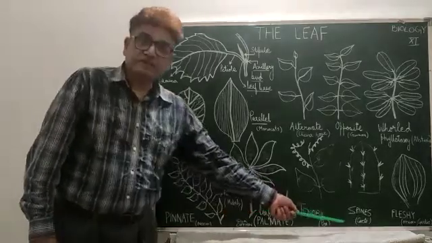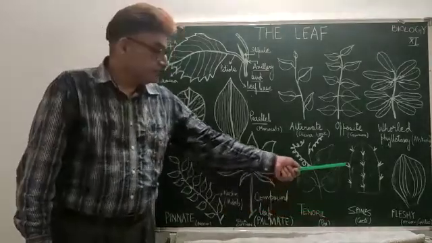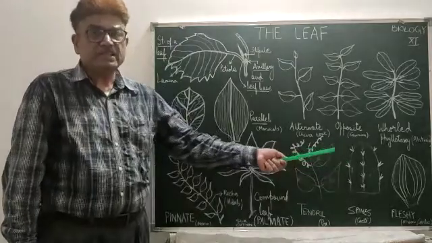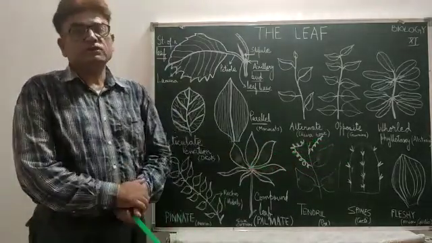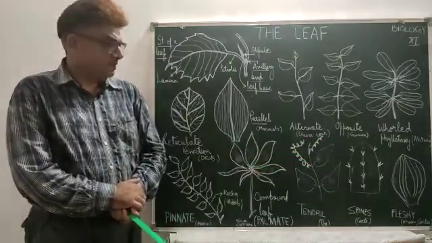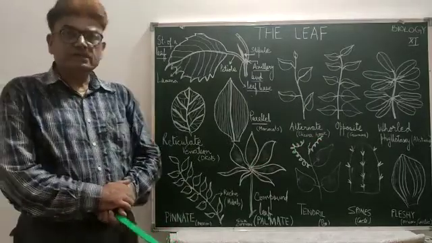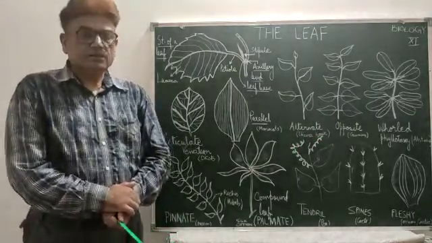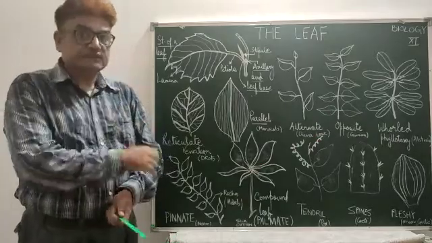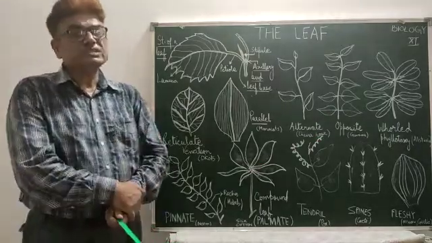But in case of cacti, we observe spines. These spines are nothing but the modifications of the leaves only. Similarly, in case of onion and garlic, we observe fleshy leaves. They are storing food substances.